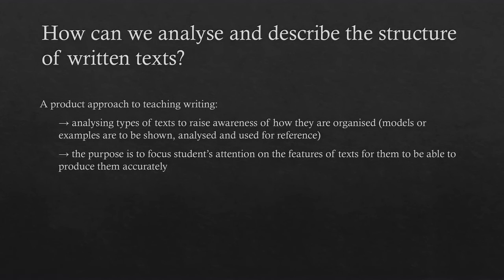How can we analyze and describe the structure of written texts? Well, a product approach to teaching writing can be done, which means that in such an approach, you tend to analyze types of text to raise awareness of how they are organized. Models or examples are to be shown, analyzed, and used for reference. The purpose is to focus a student's attention on the features of texts for them to be able to produce them accurately.